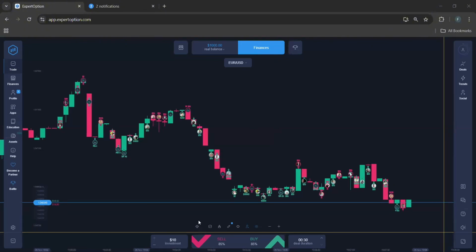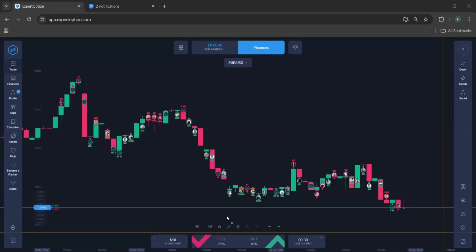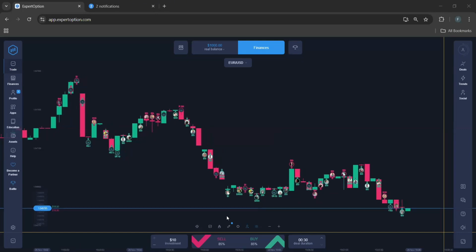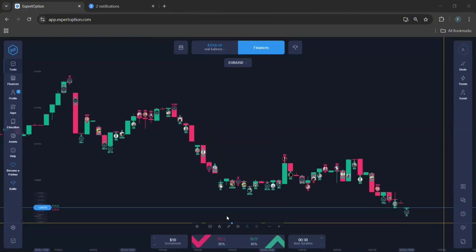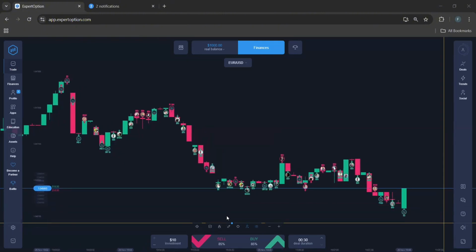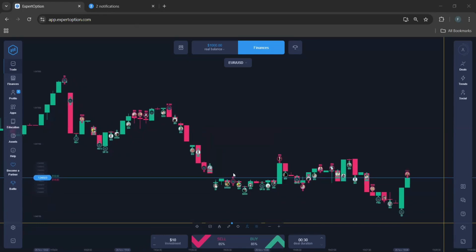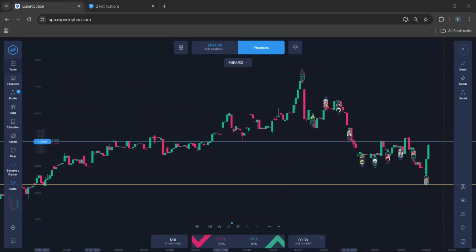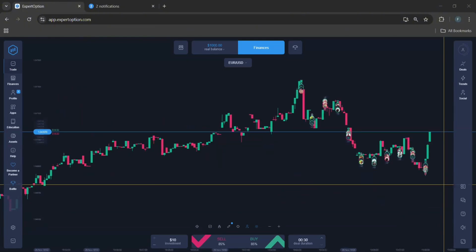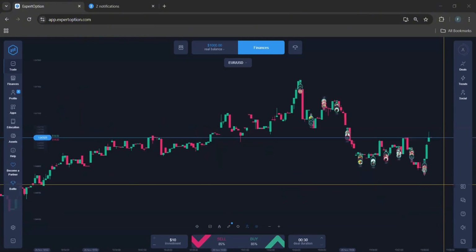Now, let us run through the platform. You can see the charts. If you've done any forex trading before, I'm not talking about total beginners, okay? If you've done any forex trading before, you can see that this is the chart. This is where we do our technicals. This is where we make analysis.